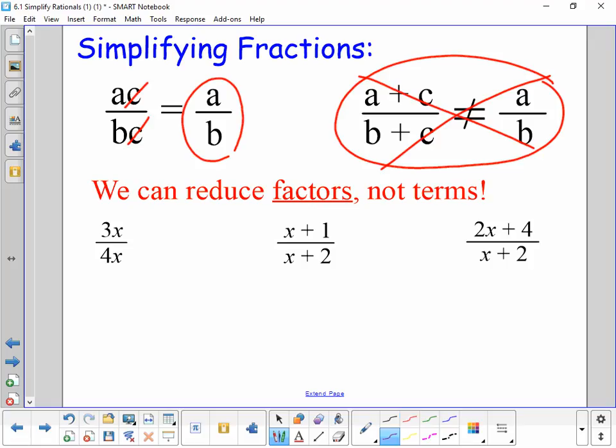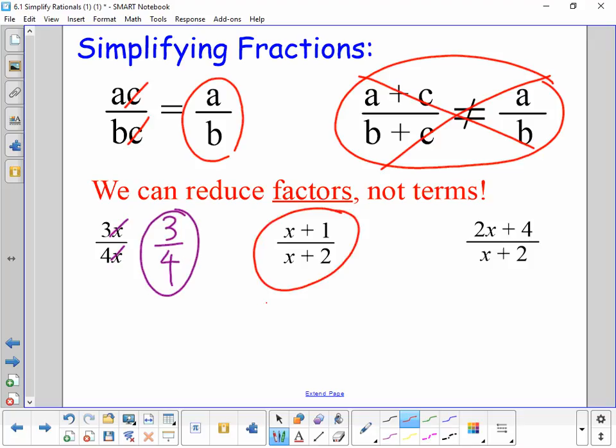So let's look at a couple of examples. The first one is 3x divided by 4x. It is fine to reduce those factors of x. So this reduces to 3 over 4. The next one is x plus 1 divided by x plus 2. We cannot reduce these x's because they're a part of addition. So you would just have to actually leave this one as is. It does not reduce or simplify. So it just is what it is.